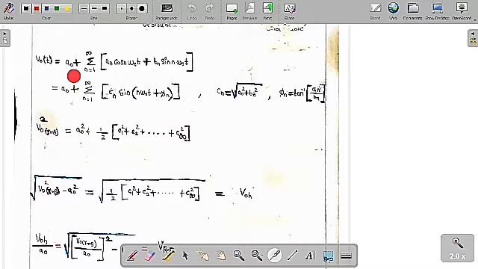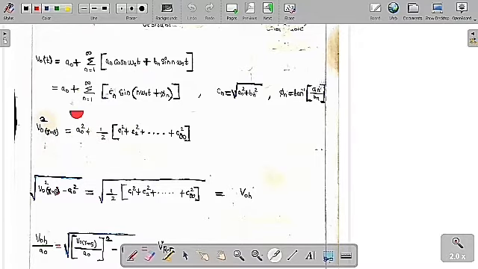Therefore A naught plus sigma n equal to 1 to infinity an cos n omega naught t plus bn sin n omega naught t, I can write as A naught plus sigma n equal to 1 to infinity Cn sin of n omega naught t plus phi n, where Cn is the square root of an square plus bn square, whereas phi n is equal to tan inverse of an by bn. Now if I want to find the RMS value of this output voltage signal, V naught RMS square, we need to go for the RMS of each and every quantity.